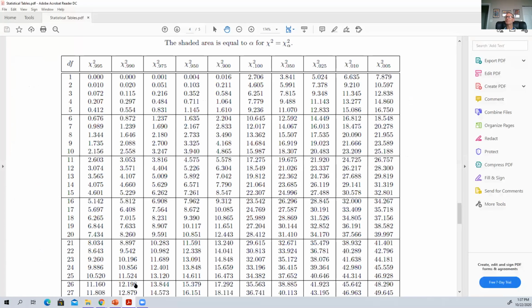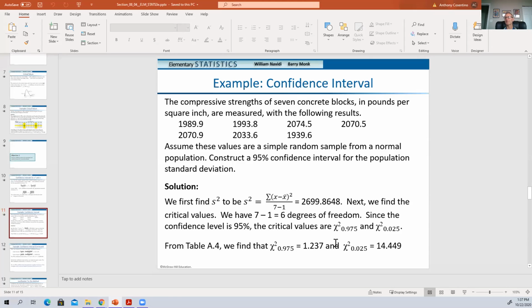Let me pull up the table. So we have the degrees of freedom of 6, so that would be 6 down. And if you go to 0.975, there's the low number, 1.237, excuse me. And then if you go to the 0.025, you'll see that number is almost 14.5, right? 14.449. And that's where these two numbers came from.